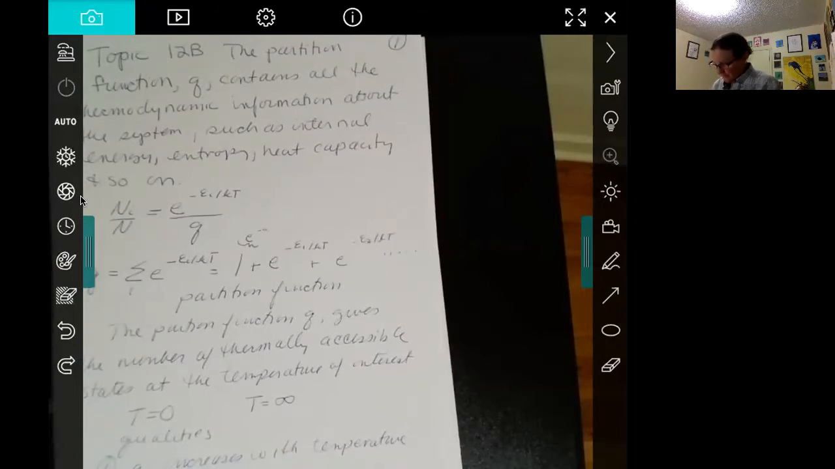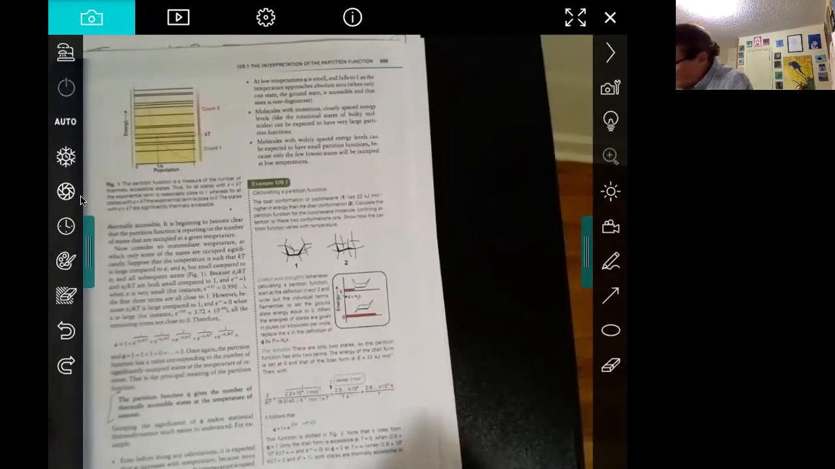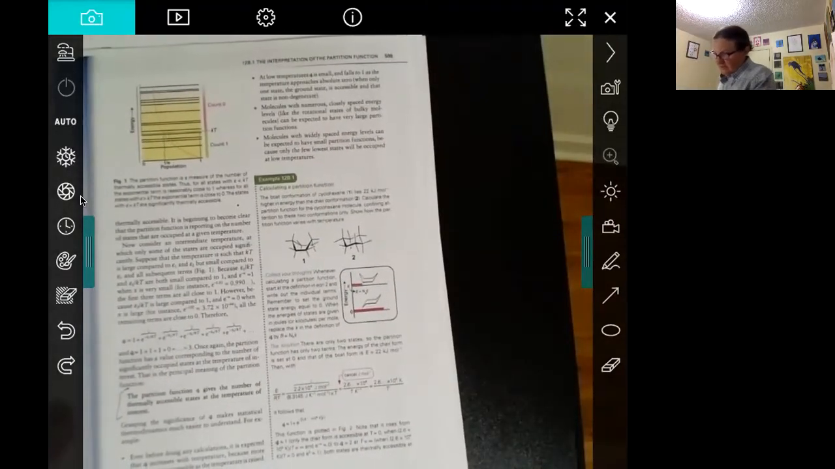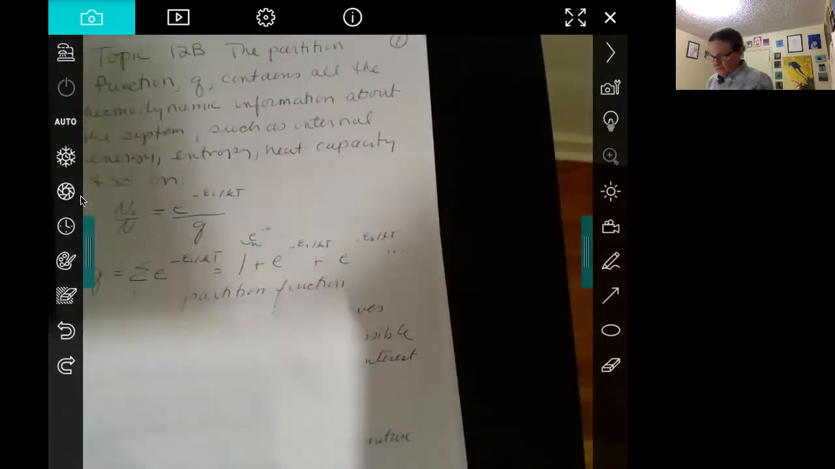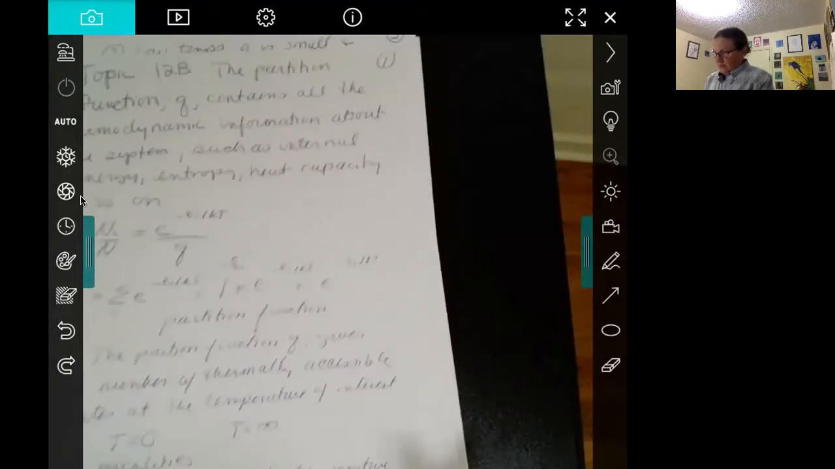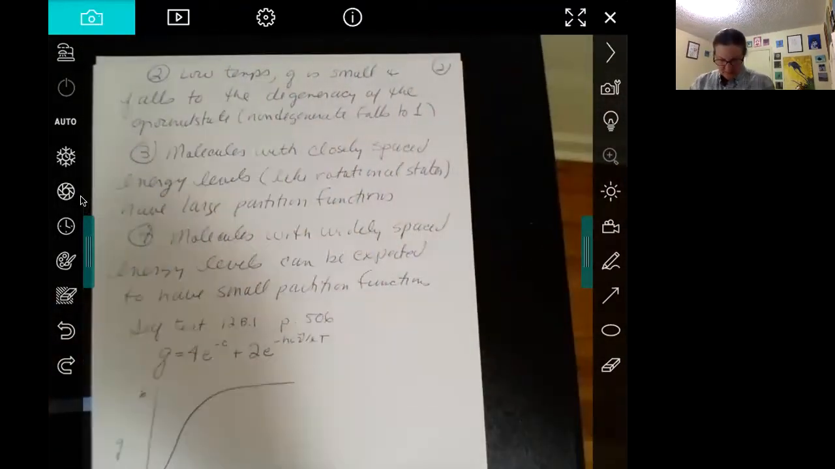Okay, so this is just written out so it's bigger so I can talk about it more easily too. The bottom of page 505 to the top of the second column. What is the significance of Q? So number 1 is Q increases with temperature. At low temperatures, Q is small and falls to the degeneracy of the ground state.